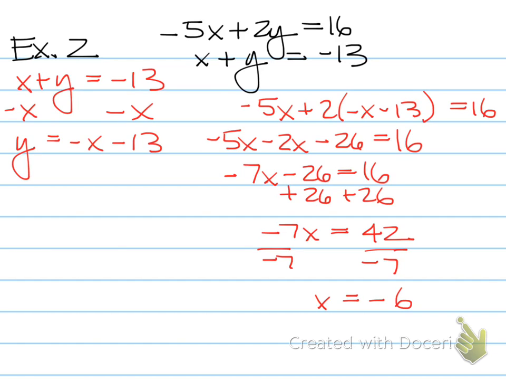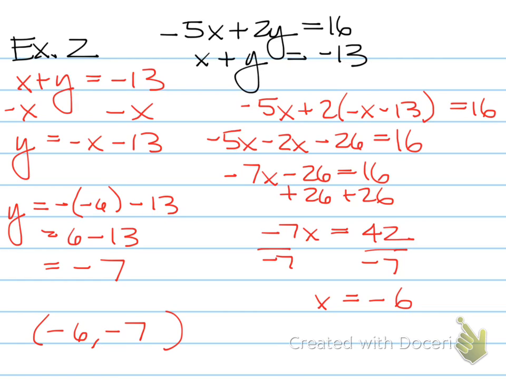Again, to solve for the y, we're just going to replace the x in that first equation, y equals negative x minus 13. We're going to replace the x with its value, negative 6. Negative negative 6 is positive 6. Minus 13 is negative 7. So our solution is the point (negative 6, negative 7). That is the coordinate where the two lines intersect.